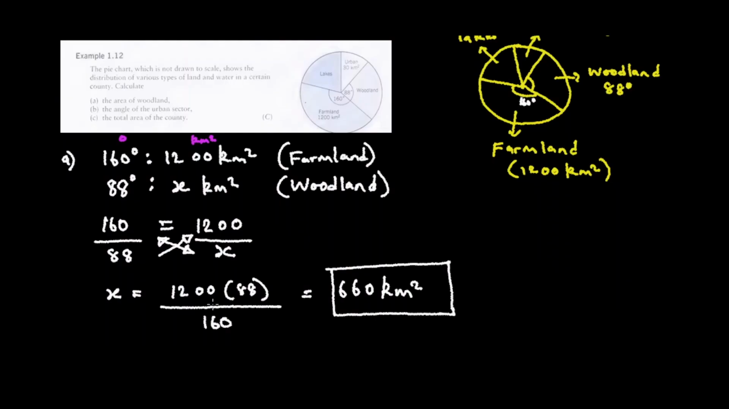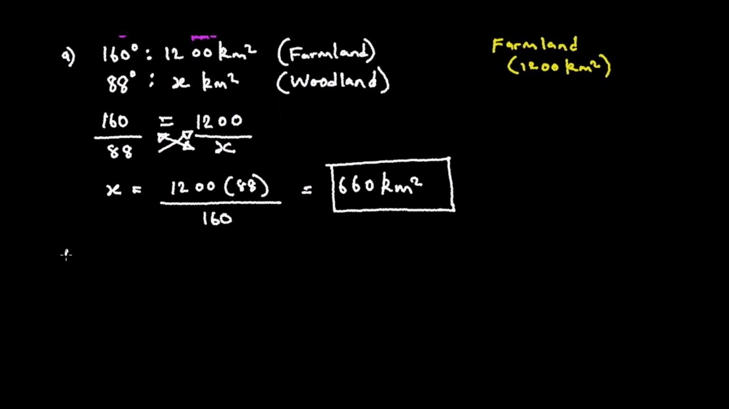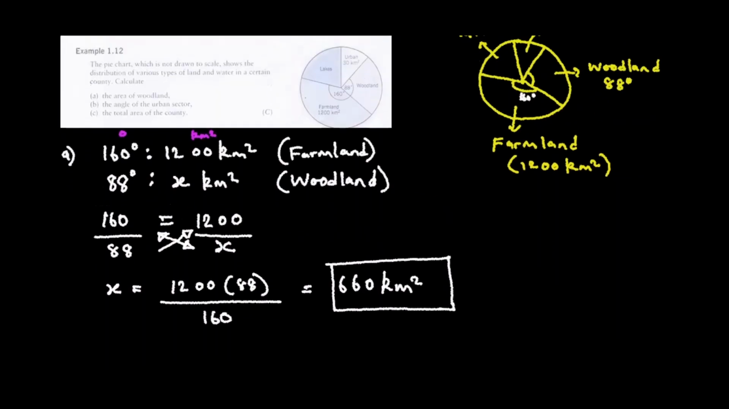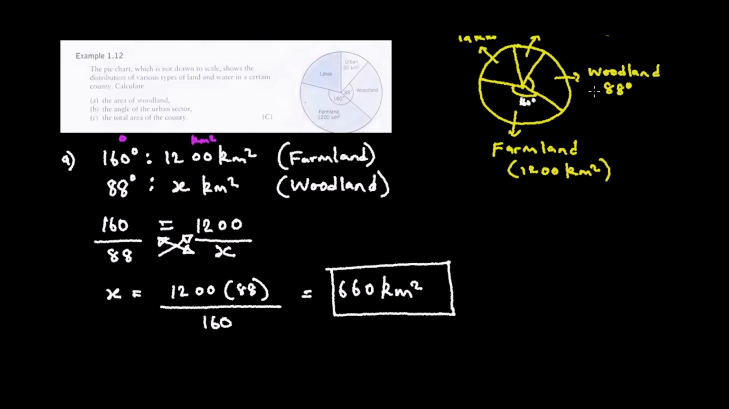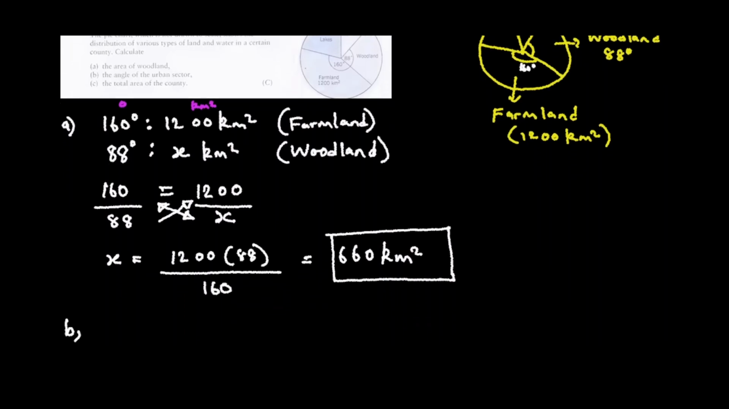Tikaenda pa B iri kuda the angle of the urban sector. So let us look at what we are given. Urban sector iri papi. This is urban sector. Tangopiwa the area of urban sector, tiri kuda the angle. We can use the same method using, of course, complete information yedu should always remain farmland kuti tive safe.